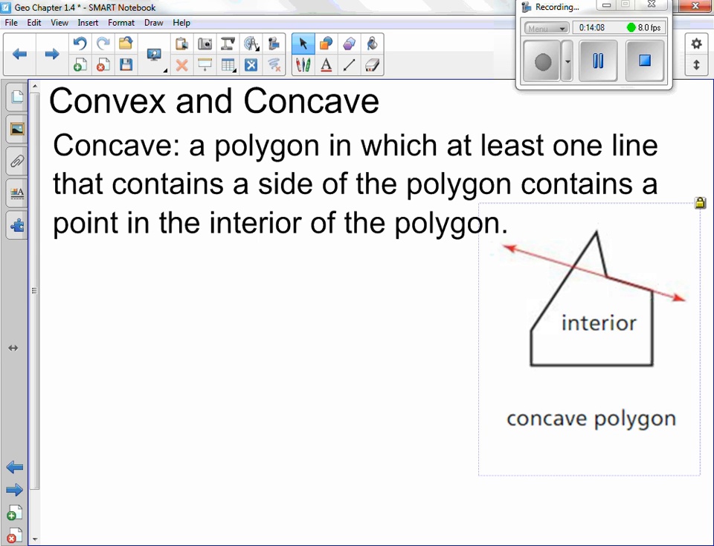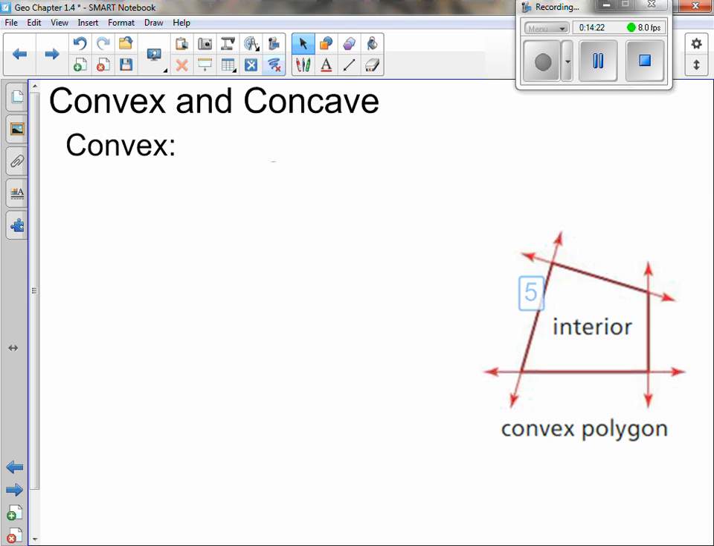Careful, it's convex. Yep. So we good with convex, yes? Or non-convex, concave, yes? Yeah. Okay, now I'm going to back up and we're going to look at convex.